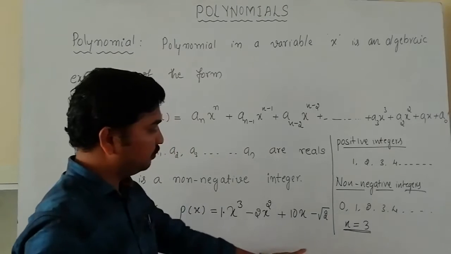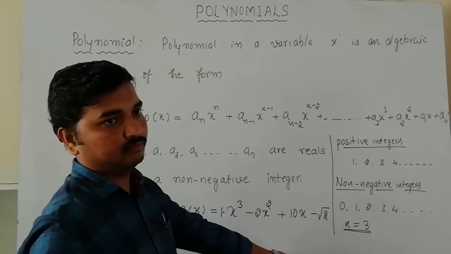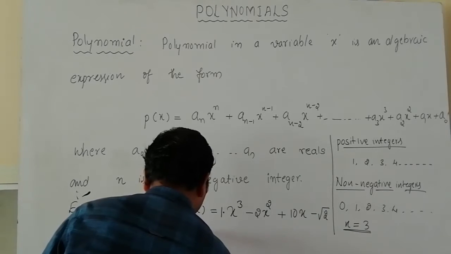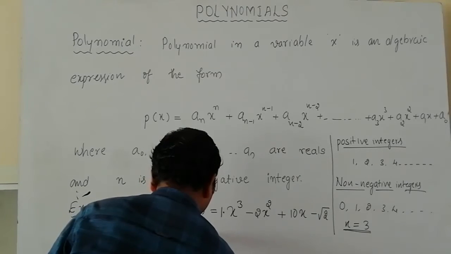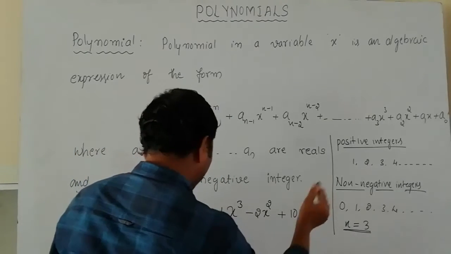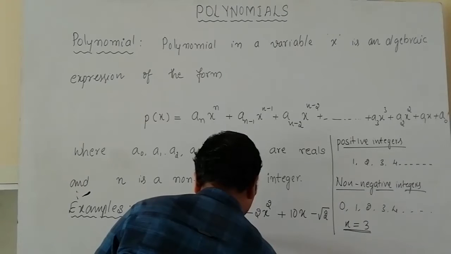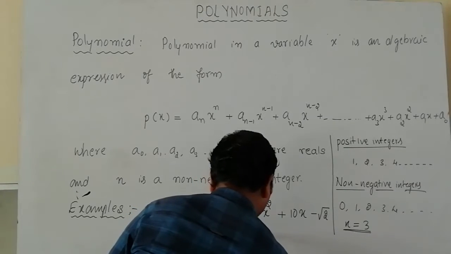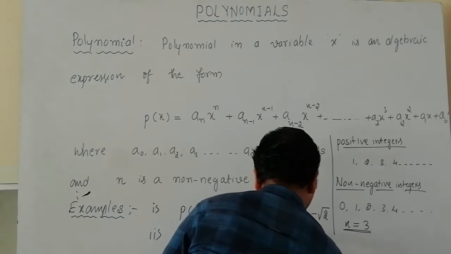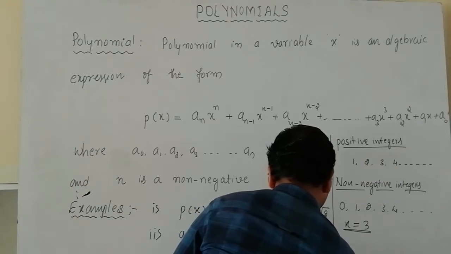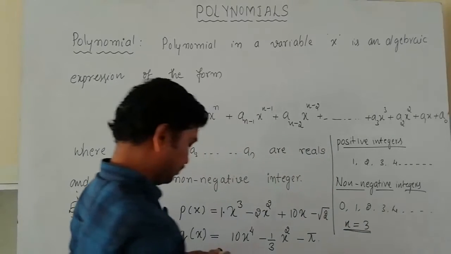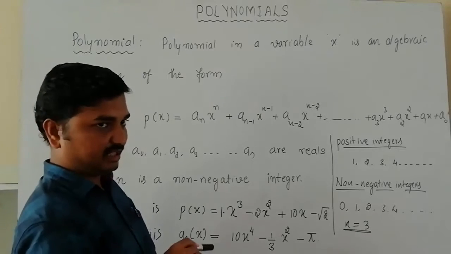Is this slide visible to you? Shall I write here? Now I am going to write like this: Q of x. Why Q of x? Because it is another polynomial. Now look at here: tan x power 4 minus 1 by 3 x power 2 and then minus 5, like this. Now does this resemble the general form?